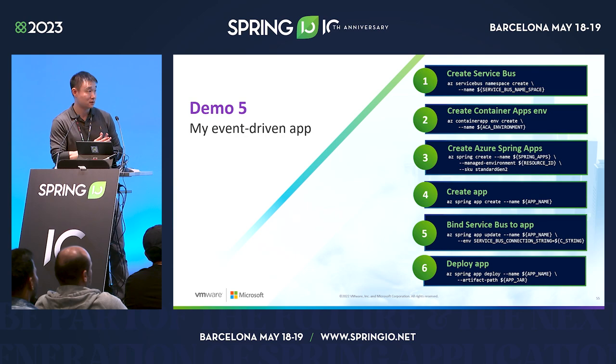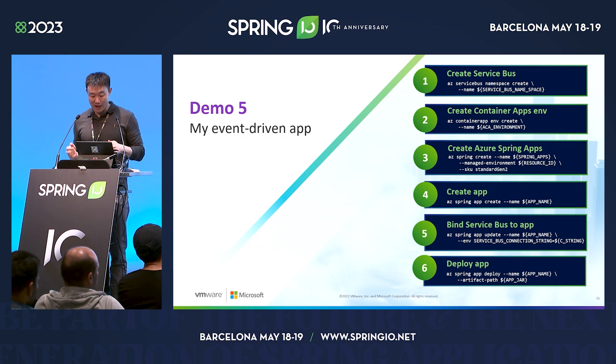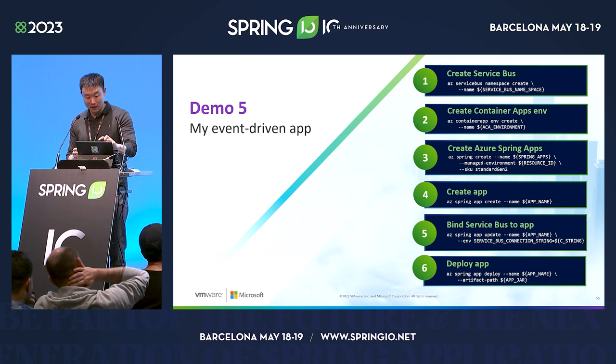However, to make this deployment complete, there are a number of other steps involved, right? Namely, we have to create the infrastructure for it. We have to create a service bus. We have to create the Azure container environment. We have to create the Azure Spring Apps service itself. We have to create the apps. What I've just done was only step six, the deployment part. Remember, I still have to do the first five steps.